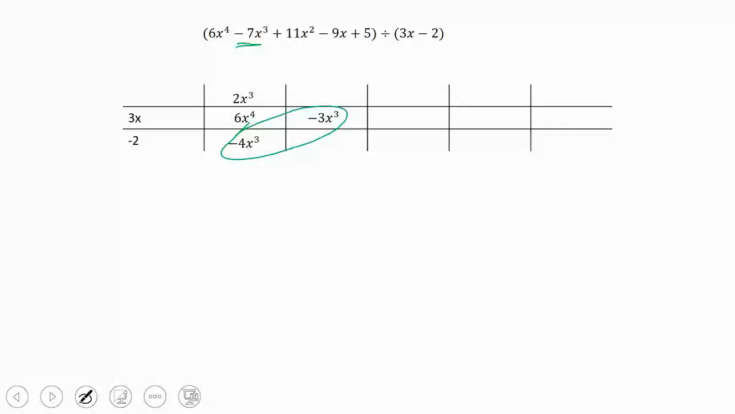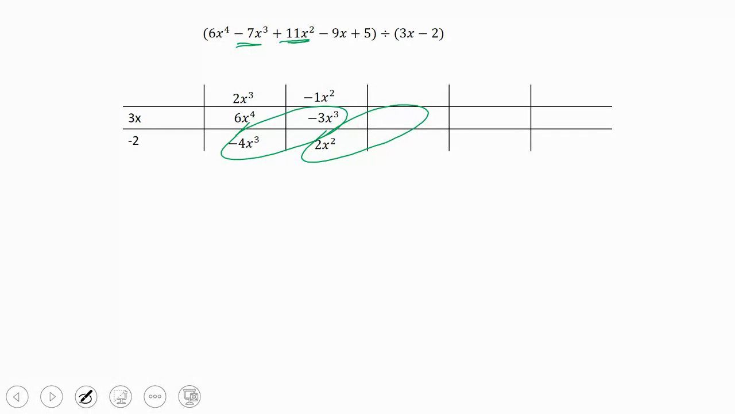So because that negative 3x to the third is there now, I can say 3x goes into negative 3x to the third. 3x times what makes negative 3x to the third? Well, negative x squared. But you can multiply negative x squared times negative 2, and make positive 2x squared. So you see we're kind of creating the answer by going backwards here. All right. Now, these are supposed to add up to 11x squared.